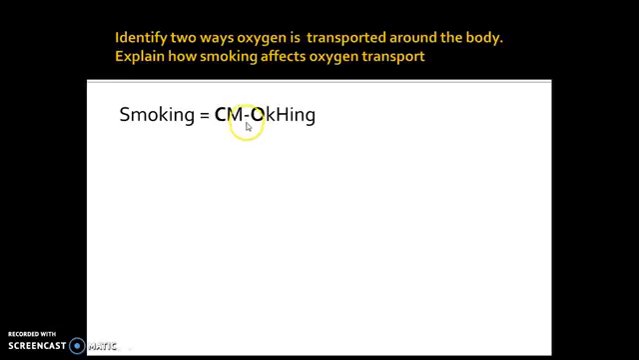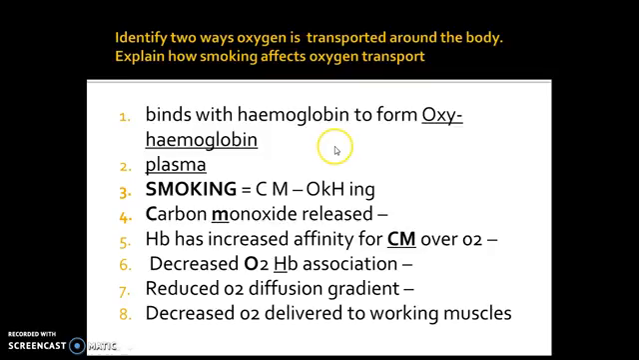This then has a higher affinity to hemoglobin than hemoglobin has to oxygen, so this reduces oxygen-hemoglobin association. This leads to reduced oxygen being diffused into the working muscles, and finally this means you can work aerobically for a decreased amount of time. Translated, it looks a bit like that. First question: binds hemoglobin to oxyhemoglobin, plasma. The smoking concept is here. So that's how you would put it into an exam answer.